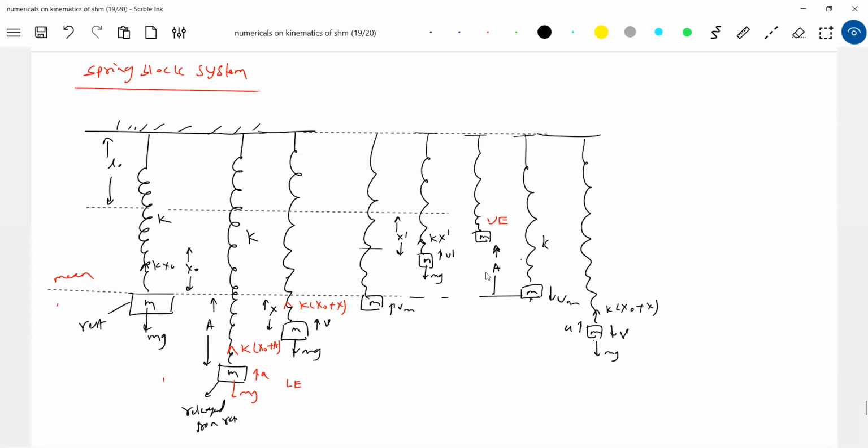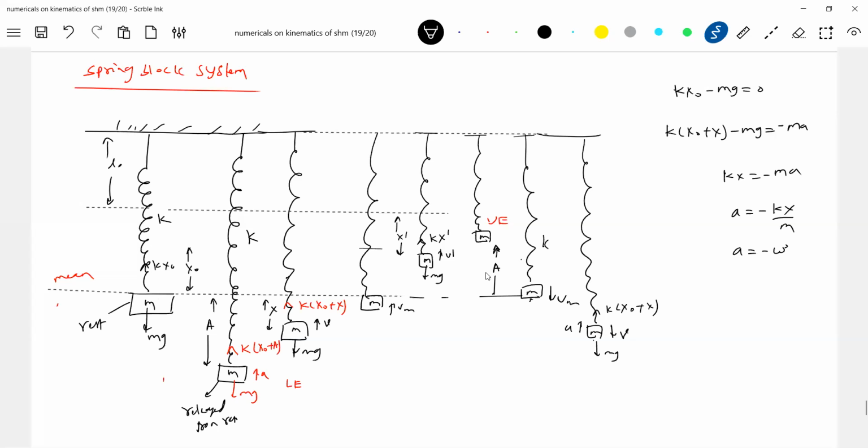So I'll look at this particular position. What is the restoring force? Earlier Kx naught equals mg. Now what is the restoring force? K(x naught plus x) minus mg equals ma. And how will this force act? Opposite to displacement, no? Because the displacement was given like this, the force is acting in this direction. So you put a negative sign here. So Kx naught equals mg will get cancelled out. Therefore Kx equals minus ma, or a equals minus Kx by m.